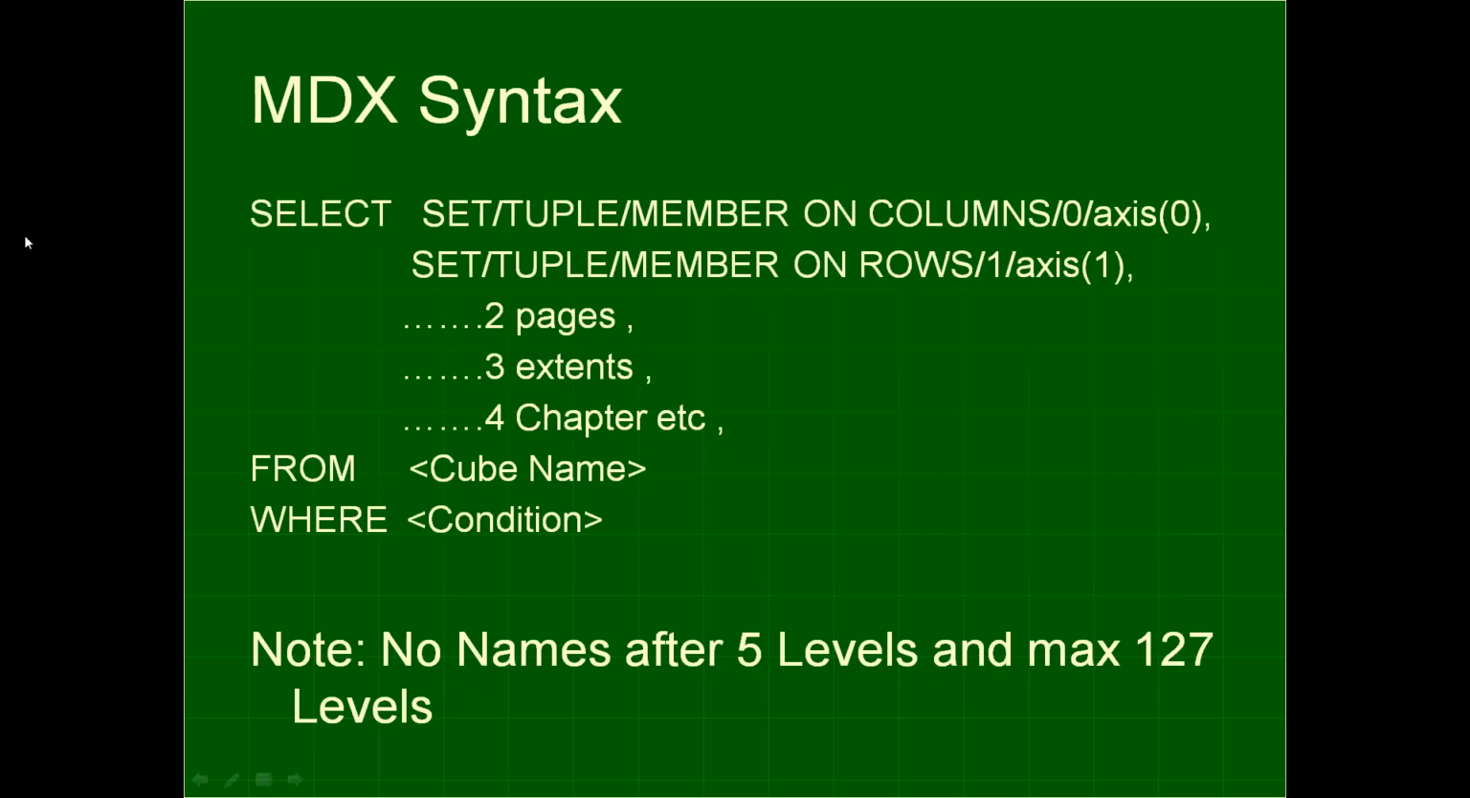Clear? This is what is called MDX syntax. Select set, tuple or member on columns, or axis zero. Set, tuple or member on rows, and so on. We have a lot of dimensions, right? I told you, we have dimension 1, dimension 2, up to dimension n. So you can get a lot of dimensions from the cube name, where condition, no names after 5 levels and a maximum of 120 levels. Now you understand how we are going to be retrieving data.